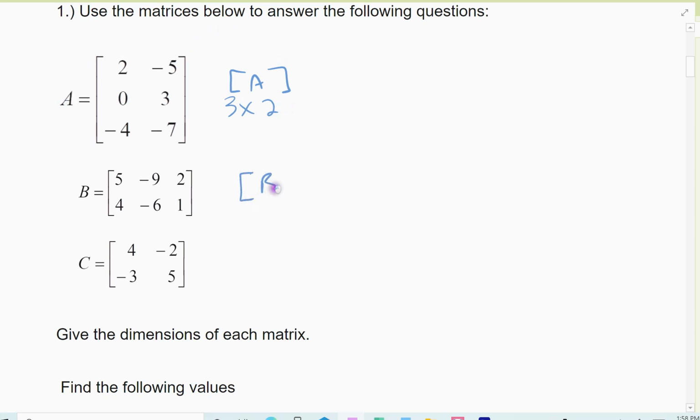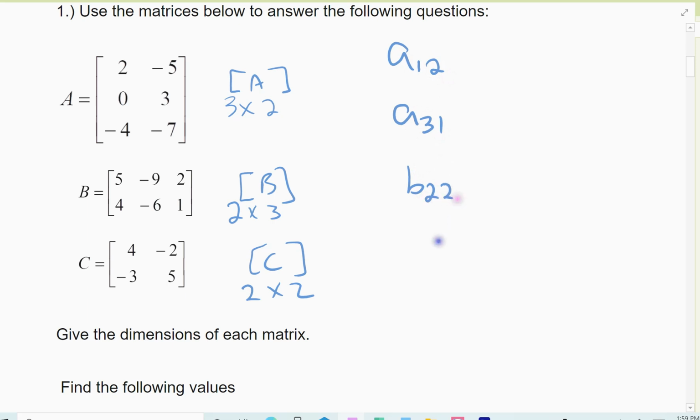Matrix B has 2 rows, 3 columns, so it's a 2 by 3. And matrix C, 2 rows, 2 columns, so matrix C is a 2 by 2. Right, then find the following values. So I'm just going to write them up here. I want a sub 1,2, a sub 3,1, b sub 2,2, b sub 1,3, and c sub 1,1. Those are the numbers I want.